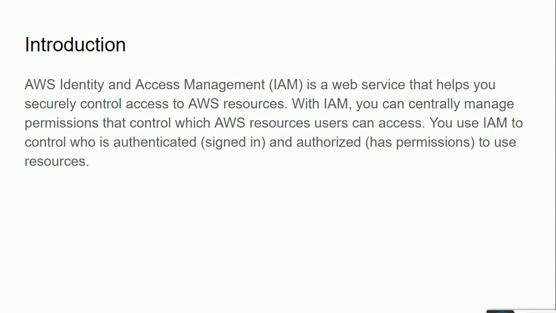With IAM, you can centrally manage permissions that control which AWS resources a user can access. Also, you can define using IAM who is being authenticated, and the authorization, or we can say the permission. If, for example, a system administrator or a cloud engineer requires more permission, then we can assign or provide the permission accordingly.